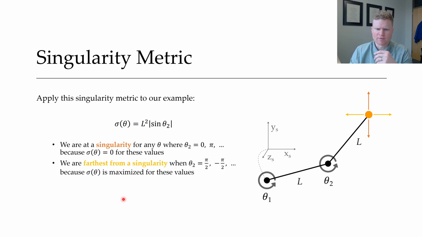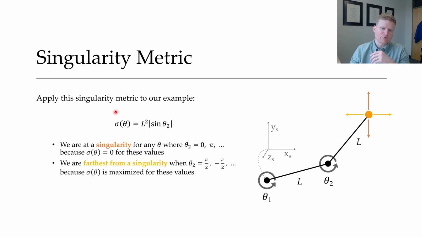Probably you figured out that singularities are going to occur when sine of theta 2 is equal to 0, because when that's 0, this whole thing is equal to 0. That happens when theta 2 is equal to 0, pi, 2 pi, or some other multiple thereof. So singularities occur for these different joint values.